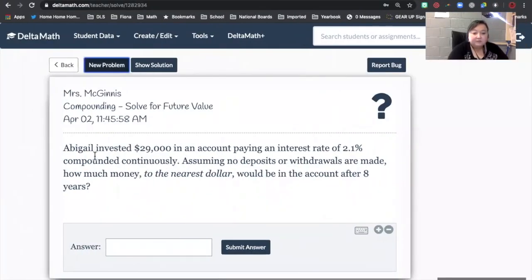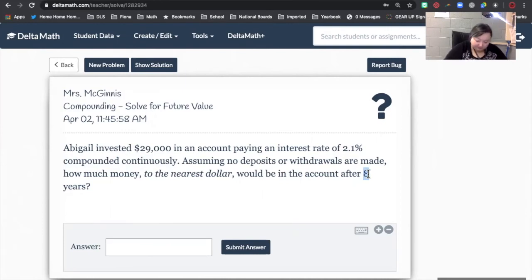So it says Abigail invested $29,000, so that's going to be our principal, in an account paying an interest of 2.1%. So that's going to be our rate. But again, our rate we are writing as a decimal. And it says compounded continuously. So this here lets you know that you're going to use that A equals PERT formula, or PERT is what we sometimes call it. And then, assuming no deposits or withdrawals, how much money to the nearest dollar would be in the account after 8 years. So 8 years is our t.